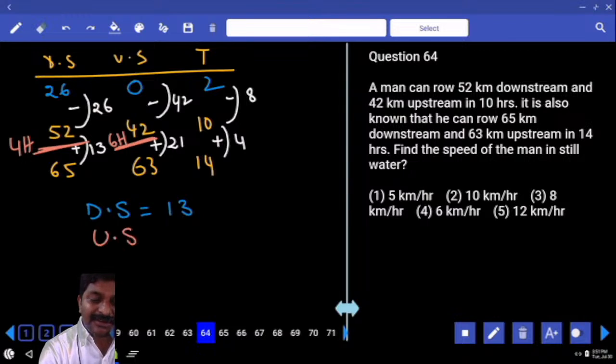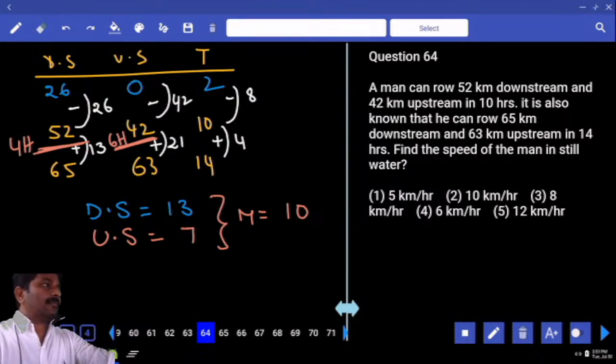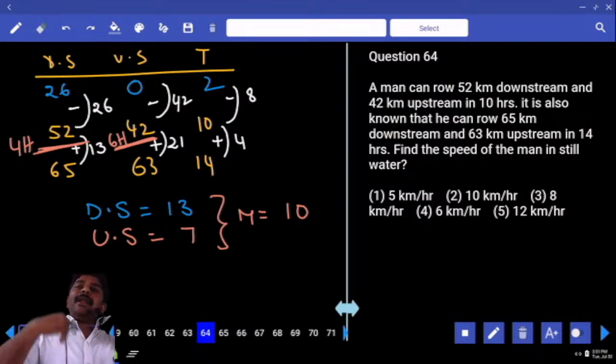Then the upstream speed is equal to... Understood? You want to add, you can add. If you want to subtract, you can do it. But do either addition or subtraction. The logic is, I want to make the distance covered either in upstream 0 or downstream 0. Followed?